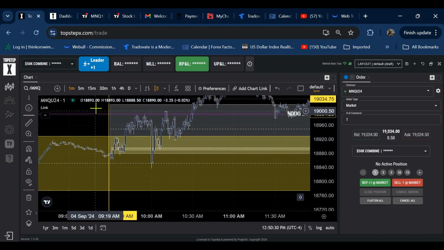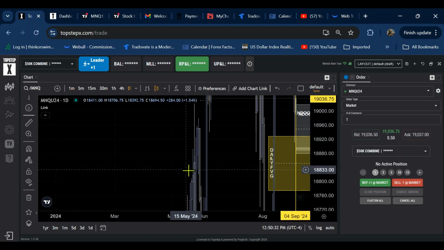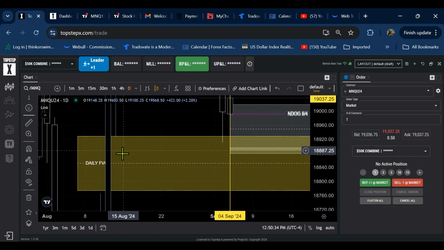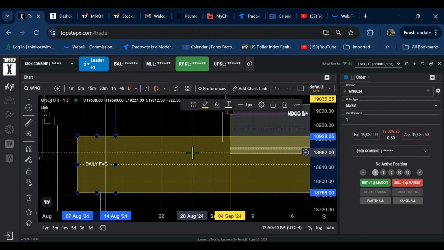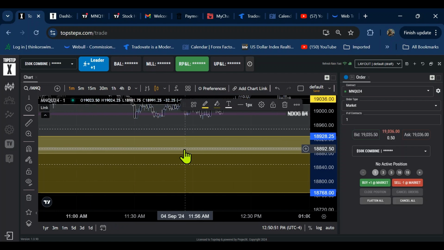This yellow box is from the daily chart. It's a fair value gap on the daily chart. There we go, so there's the fair value gap on the daily. This white line represents the center point of it, and that's a lot of times where the algorithm will refer. So I'll mark that out.